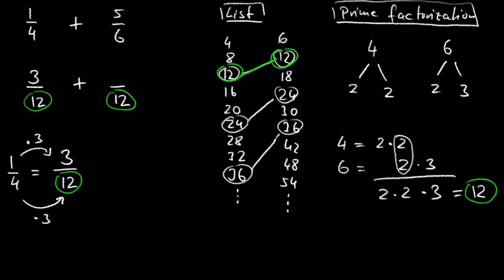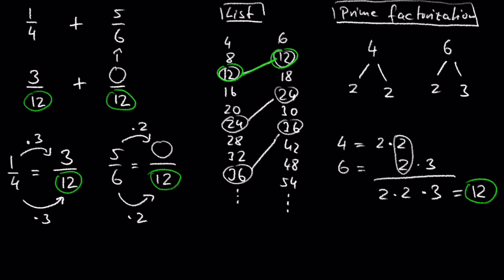What over 12 is equivalent to 5 over 6? Again, to find the new numerator, we can divide 12 by 6. Or we can ask the question, 6 times what is 12? 6 times 2 is 12. Hence, 5 times 2 is 10.